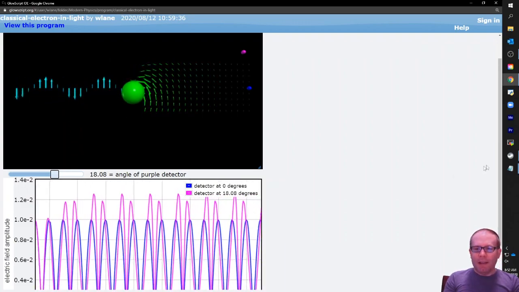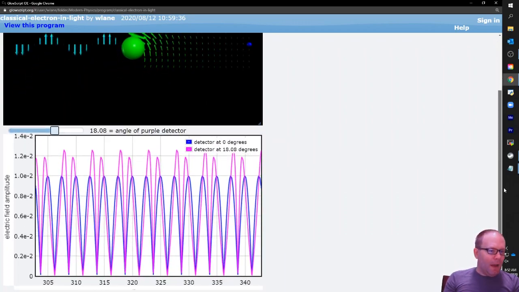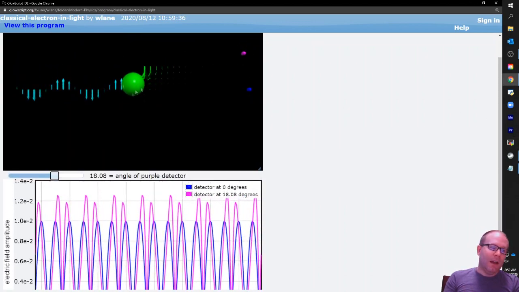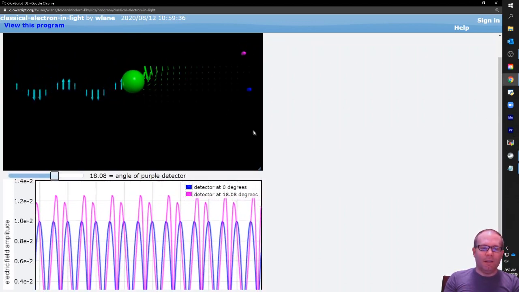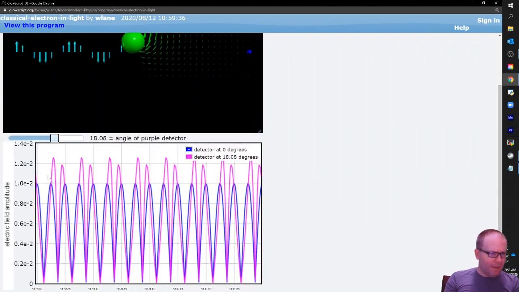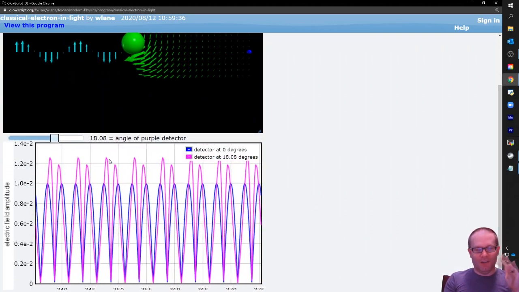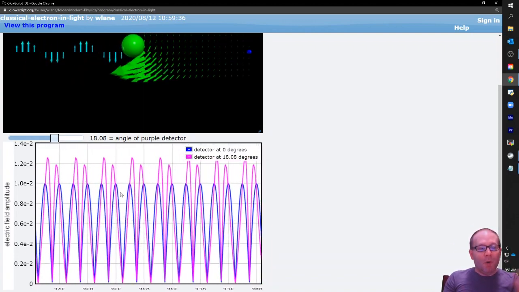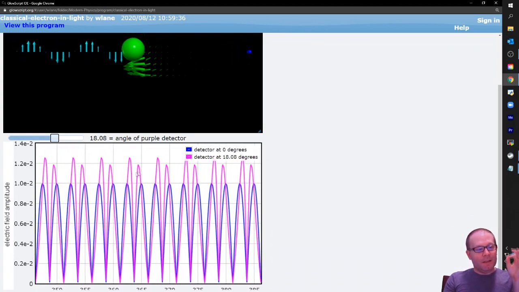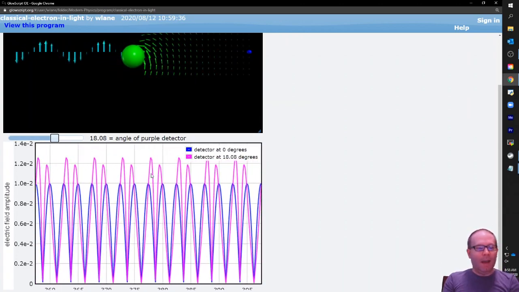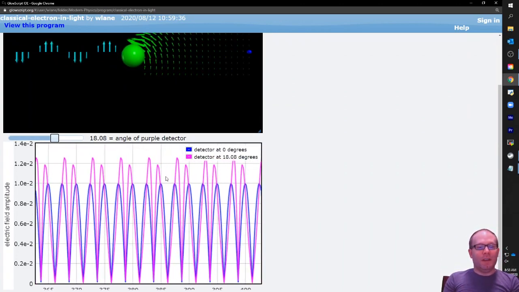And you see I get a slightly different pattern. I get a higher peak, so there's a little bit more amplitude coming out at 18 degrees than there is at 0 degrees. And in fact, that amplitude itself oscillates. It's got a higher, it's got a lower, it's got a little bit of a hiccup to it. But what I want you to notice is that it oscillates with the same frequency. Even though it's got this new pattern to it, it's still oscillating with the same frequency as before.